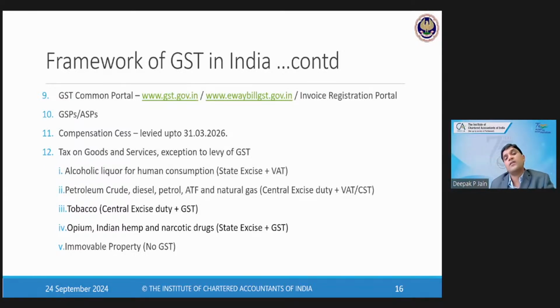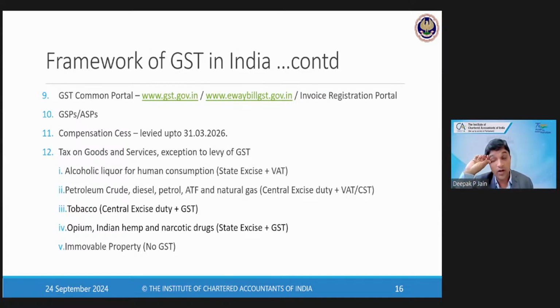Okay, first was gst.gov.in, second was the e-way bill portal, third is the invoice registration portal. You have something called an e-way bill, and the third thing is called e-invoicing, wherein you can raise an invoice on a real-time basis. Generally, how do we file returns? I do all my sales for one month and upload them on GST at the month end. But till then a lot of things can happen.